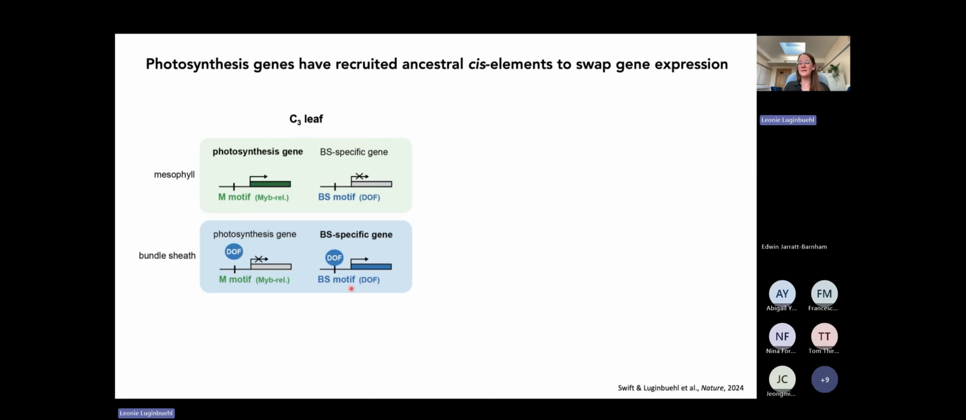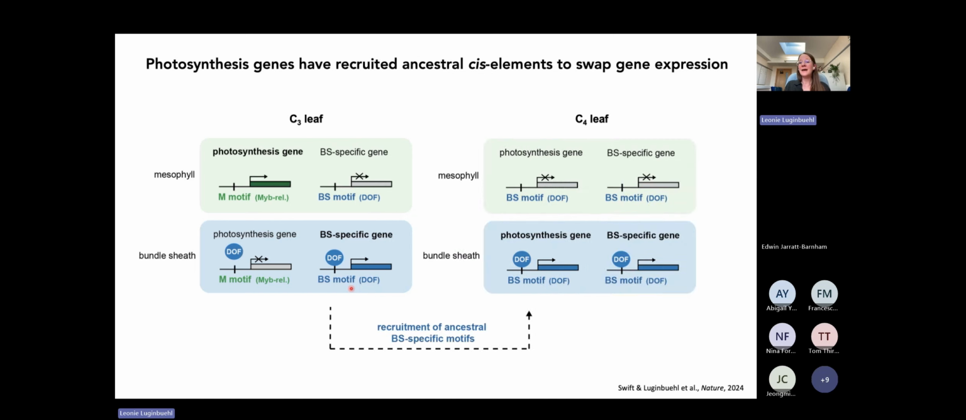Now, during the evolution of C4 photosynthesis, what we now think happened is that these photosynthesis genes changed the sequence in this area of the gene here to now contain these DOF motifs, the DOF binding sites. And because the DOF transcription factors are already present in the bundle sheath here, they can now bind to these photosynthesis genes and activate their expression in the bundle sheath. And so we think that what was necessary here was the recruitment of these ancestral bundle sheath specific motifs, the DOF motifs, to allow recruiting of these photosynthesis genes into the bundle sheath.